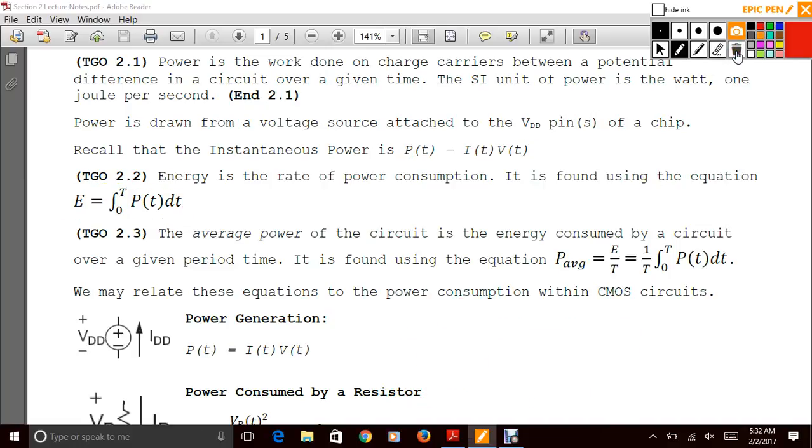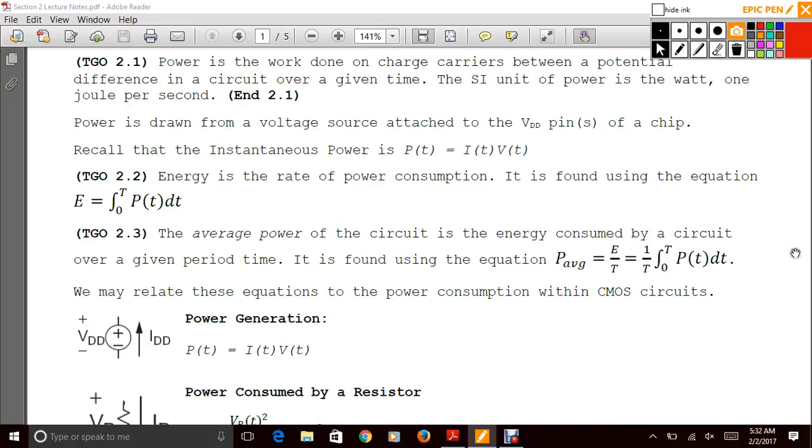And the average power is that energy divided by time. So energy is the rate of power consumption, and is found using the equation E equals the integral from 0 to t of p dt. And the average power of the circuit is the energy consumed by a circuit over a given period of time. So it's just that equation from 2.2 divided by t.